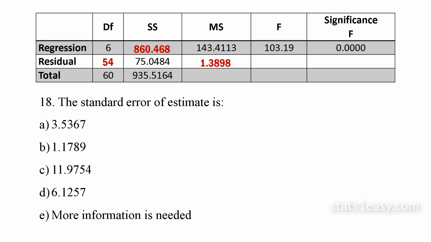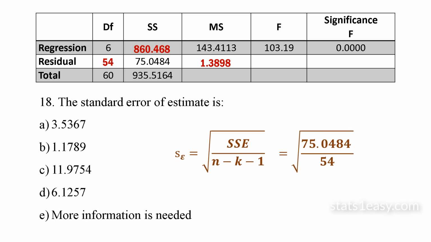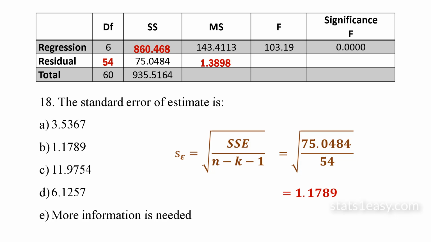So here we have the same question, but this time we need the standard error of estimate. Which is pretty straightforward to calculate. Standard error of estimate is SSE over n minus k minus 1, the square root of that, or just the square root of MSE if you like. So we'll throw that into the formula and that will give us 1.1789. So the answer is B.